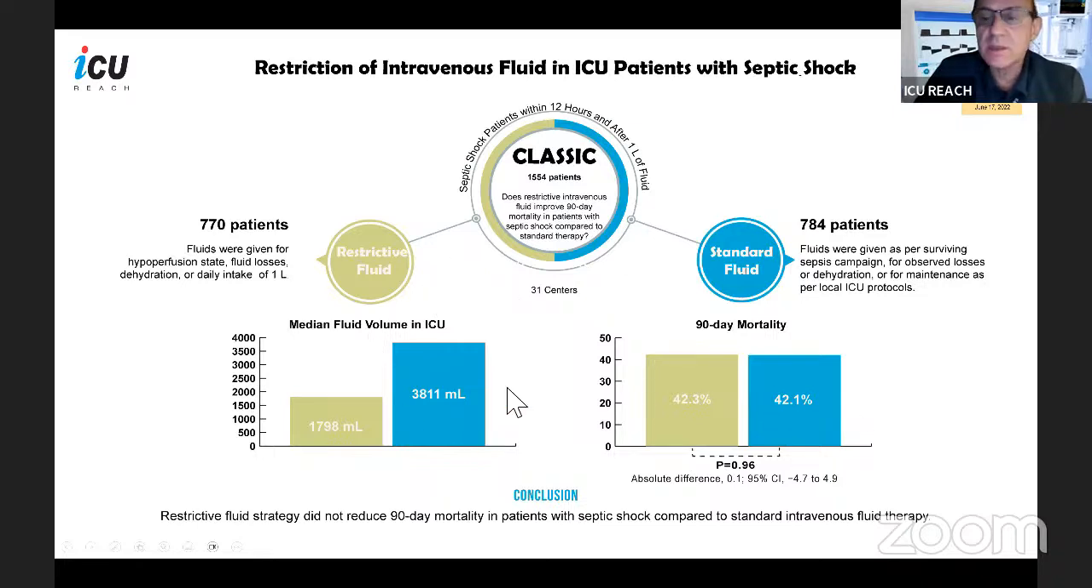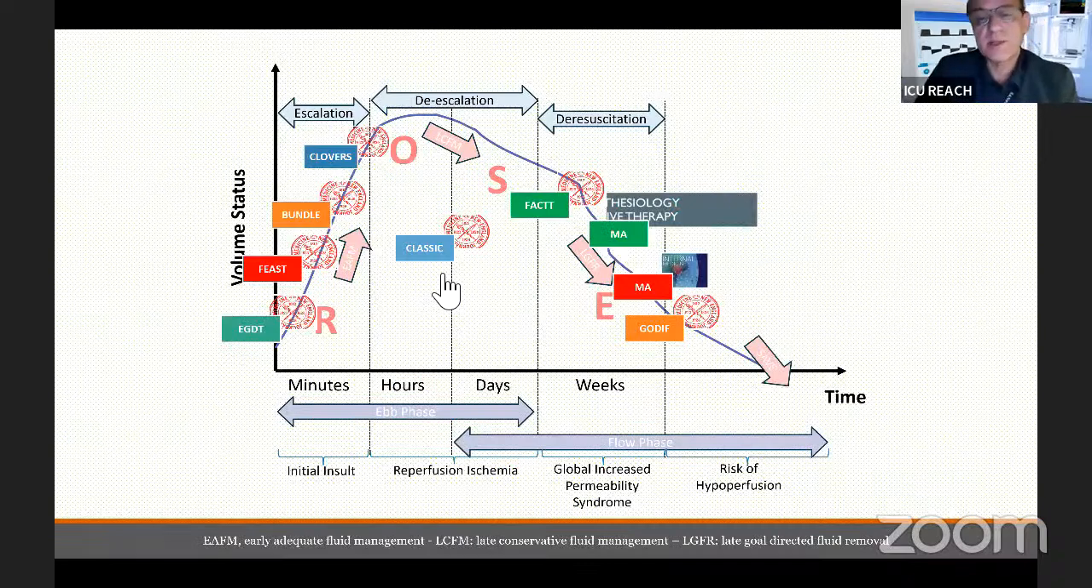And those patients in the standard fluid received more fluid than in patients with restrictive fluid, but the outcome is the same. So we don't have any preference in terms of the strategy. Now, moving into de-resuscitation, what evidence do we have?